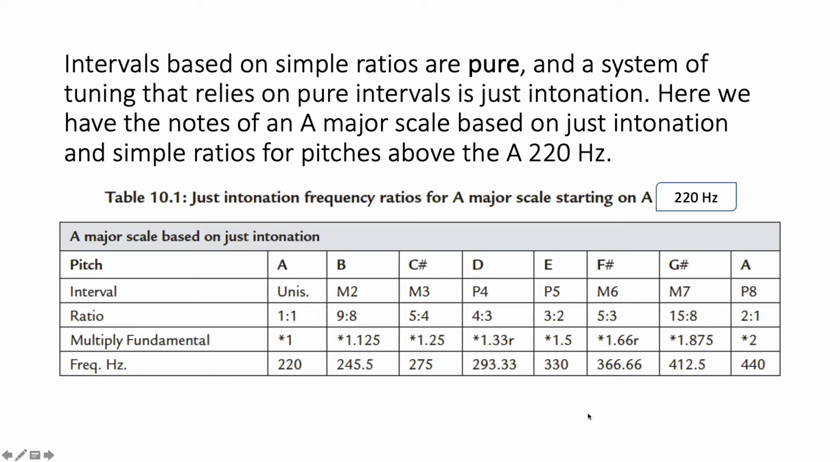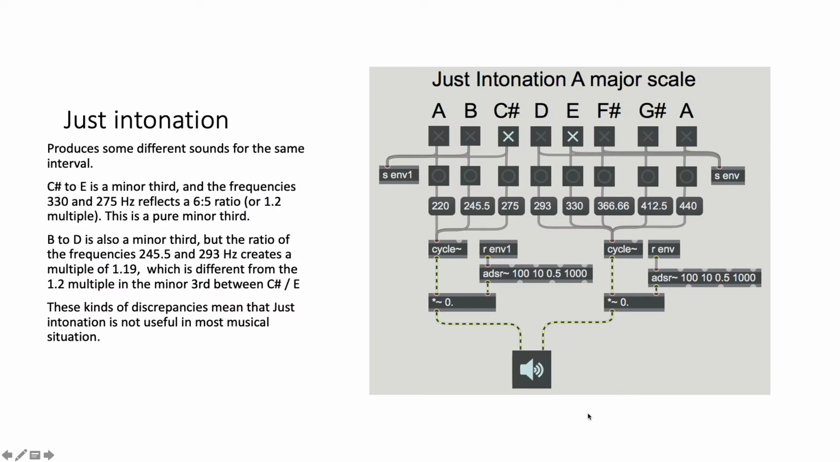We can continue all the way through the scale till we get to the octave, which, as we mentioned before, is doubling the frequency. So we go from 220 hertz to 440 hertz, and we have all of the scale steps in between. We can create this just intonation A major scale with a Max MSP patcher. When we listen to the scale, it sounds like an A major scale. However, some of the intervals produced are different.